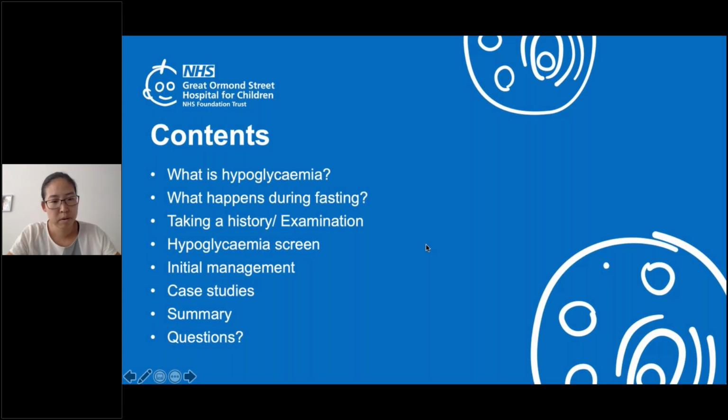So we're going to go through what hypoglycemia is and what happens during a fast. I think it's very important to focus on basics. So taking a good history and what we expect when you are referring a patient to the metabolic team, followed by important examination findings that you should be looking out for. What is in a hypoglycemia screen and why we do it, and initial management of hypoglycemia. We'll end up with 3 case studies and then a summary slide just to summarize what we've gone through, and then we'll have time for questions.